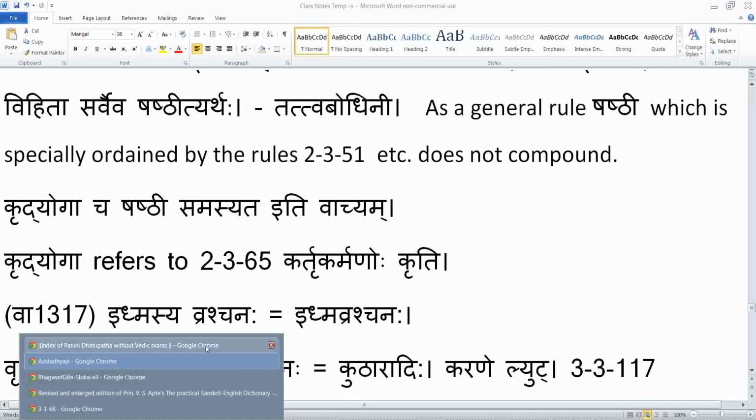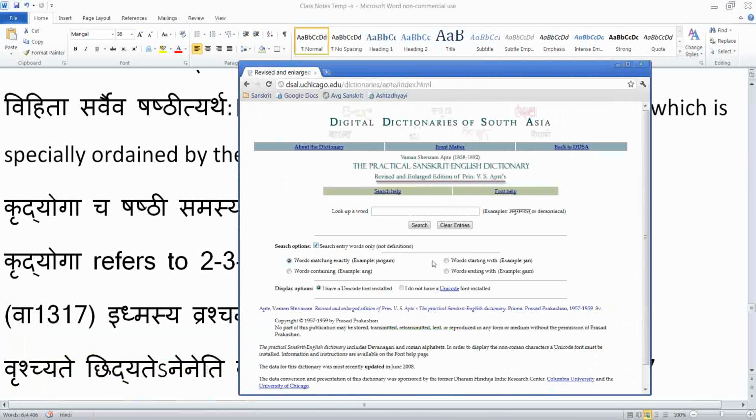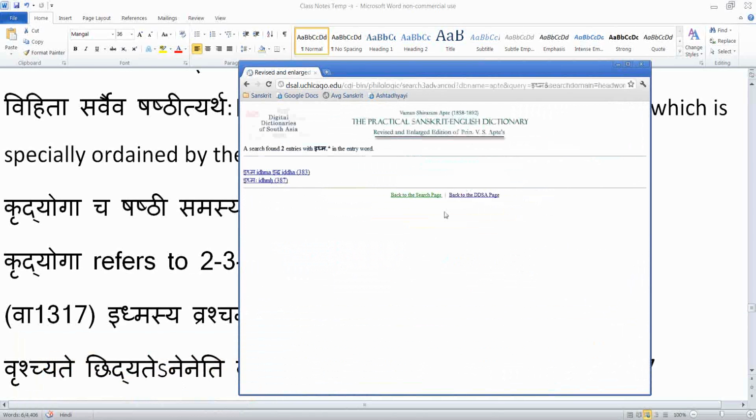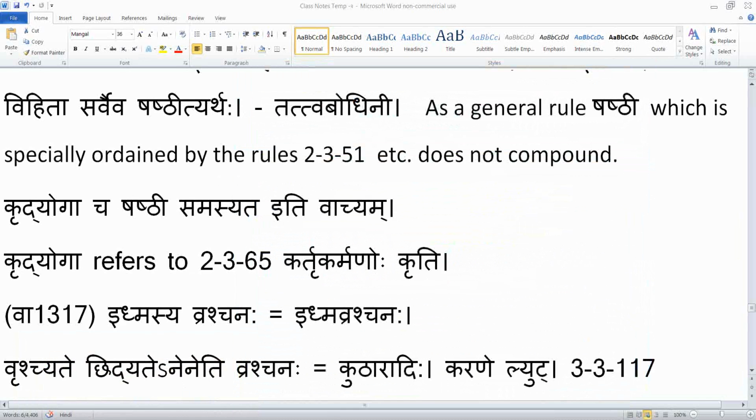Now, so we get idma vrashchanaha. You can look at the word idma; idma means firewood. Idmasya vrashchanaha, okay, firewood. So that's something which is the cutter of the firewood.